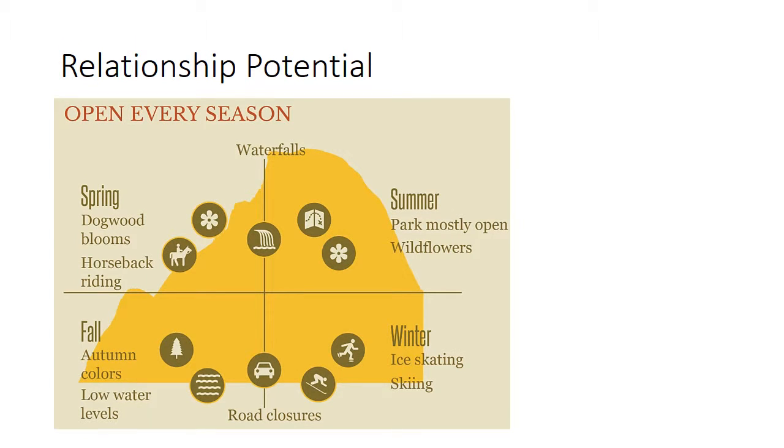For relationship potential, I decided to show the relationship between activities in Yosemite and the seasons in which they are available. I did this by creating this chart here that has 4 quadrants, and then I put activities corresponding to seasons in a particular quadrant. For example, all the activities corresponding to spring are in this quadrant. And then if an activity corresponds to more than one season, I put it between the seasons. So you can see waterfalls in both spring and in summer.